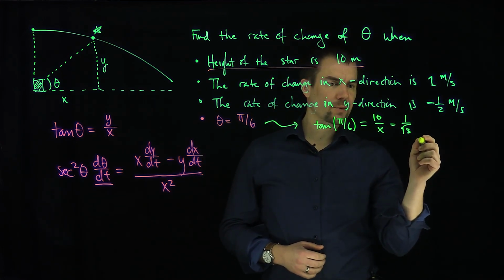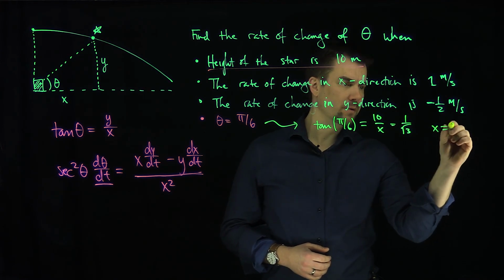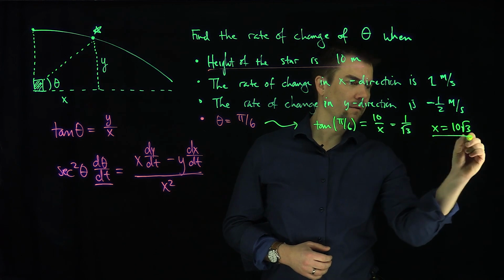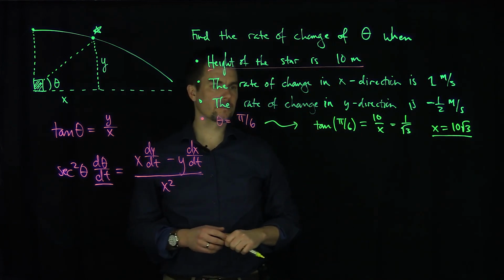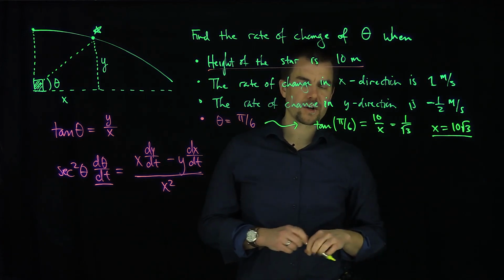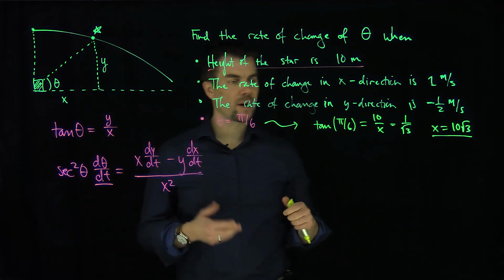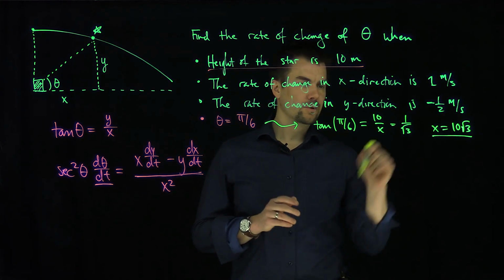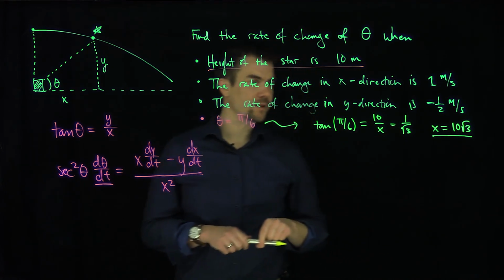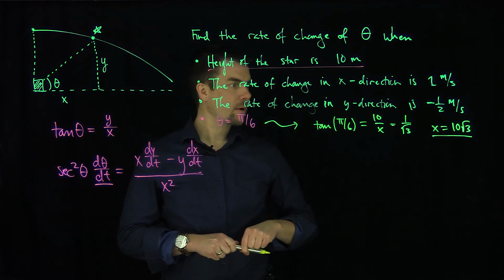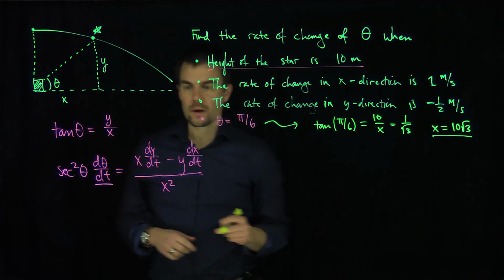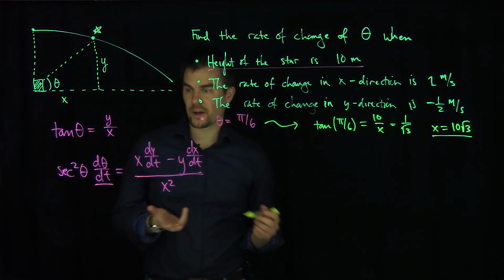Therefore, solving this for x by cross multiplying, we get that x is equal to 10 square root of 3. Remember that tangent is sine over cosine, and the sine of pi over 6 is 1/2 and the cosine is root 3 over 2. Just by cross multiplying, we get that x is 10 root 3. Good. Now I have all the information that I need to plug in over here.